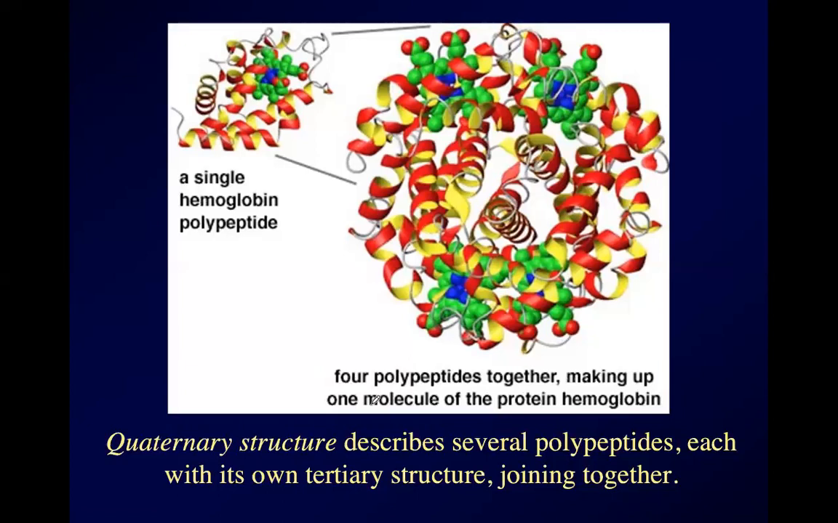Each one of those alpha or beta globins is a separate chain of amino acids that has its own primary, secondary, and tertiary structure. And by the way, hemoglobin is what makes your blood red. It binds with oxygen and transports it. So it's hemoglobin in your red blood cells that is carrying oxygen, even as we speak, from your lungs to every part of your body that needs it.